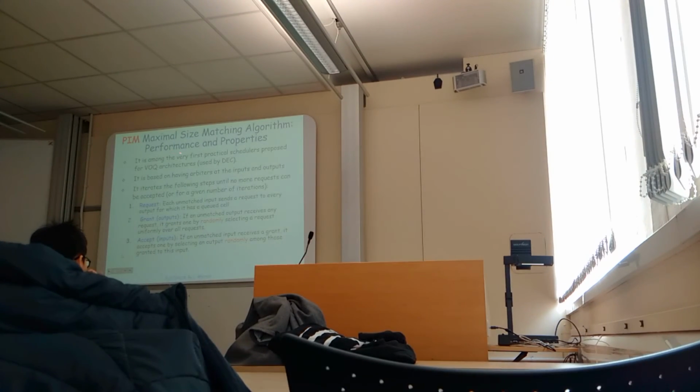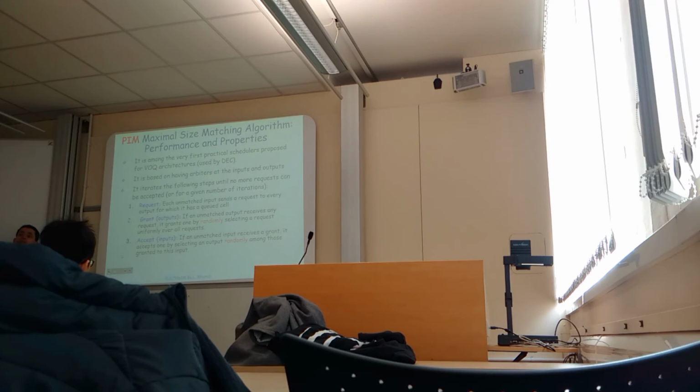So PIM is one of the first algorithms, based on having arbiters at the inputs and outputs. Basically, what PIM does is iterate 3 steps. All maximal size matching algorithms do 3 steps, and they do them in parallel. Okay? So the request is happening in parallel at each input port. The same happens for the grant.